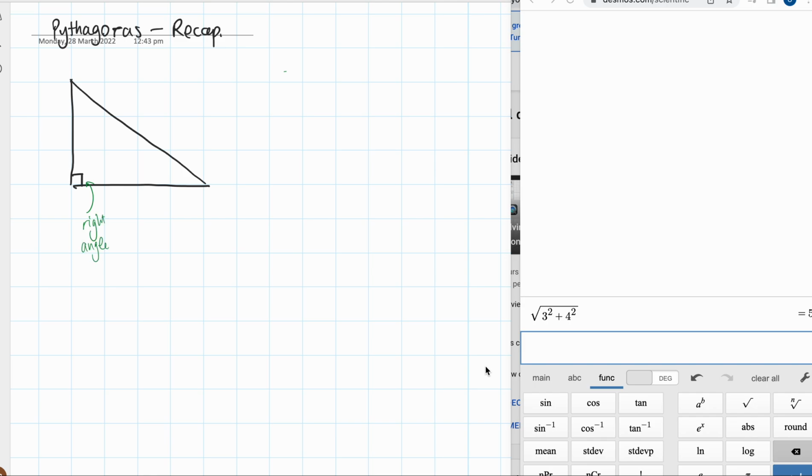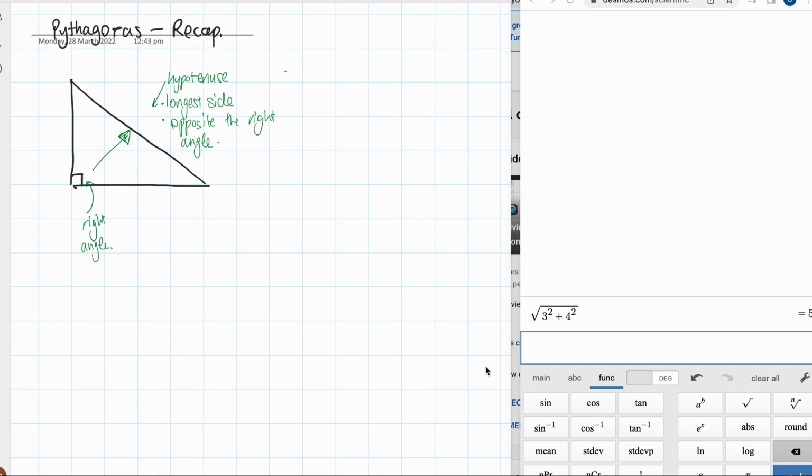Now, an important part of Pythagoras is to find something called the hypotenuse. The hypotenuse is the longest side, and it's always opposite the right angle. Okay, so we can see here that in this case the hypotenuse is opposite the right angle.